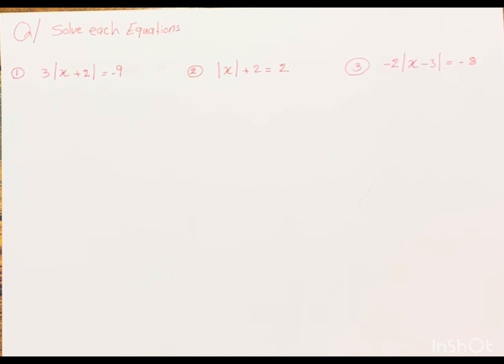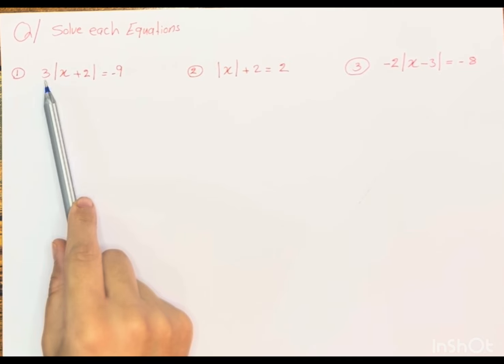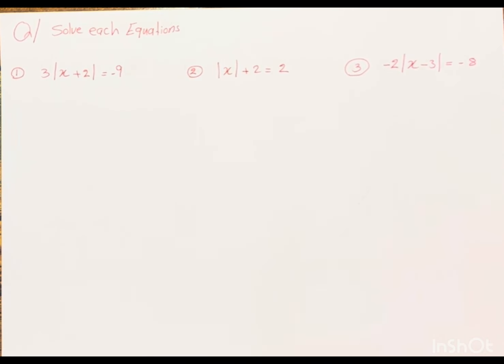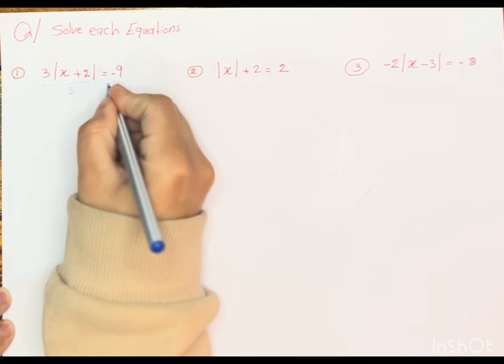The question says solve each equation. As you see, there are three equations with an absolute value in each. Okay, first step, we always need to isolate the absolute value on one side, if there is a number next to it by multiplication, or a number next to it by plus or minus. How can we isolate it? We need to divide both sides by 3.